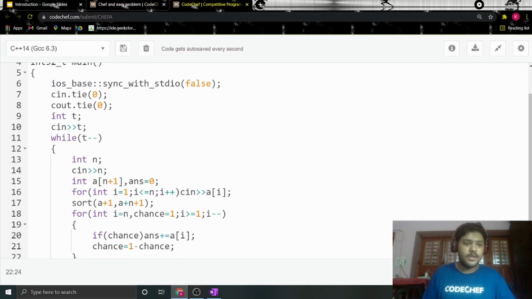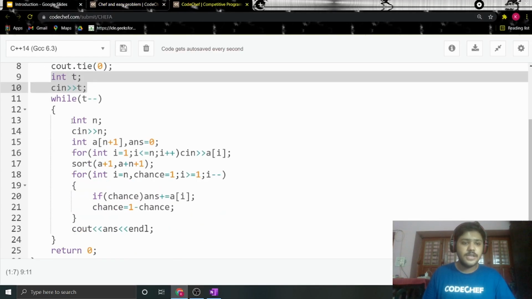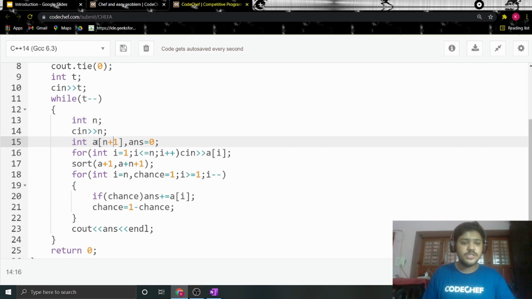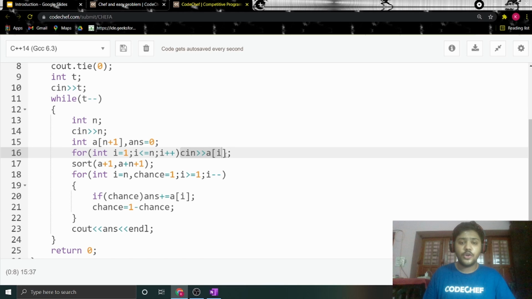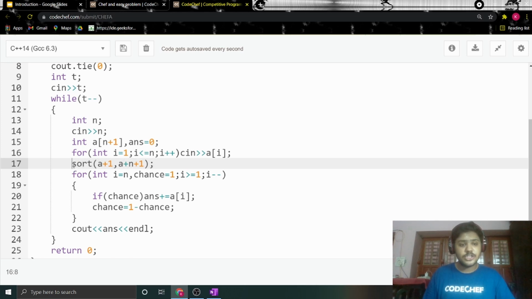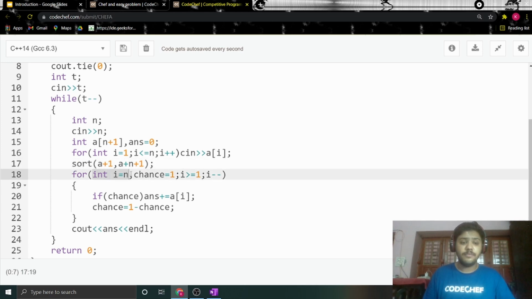Here is my code. Here T indicates the number of test cases, N indicates the number of piles of stones, A of I indicates the number of stones in the ith pile. Here I take the input of the array A. Answer variable stores the answer, which is the maximum number of stones that the chef can collect. I sort the array in increasing order. Then I start my iteration from the last index.